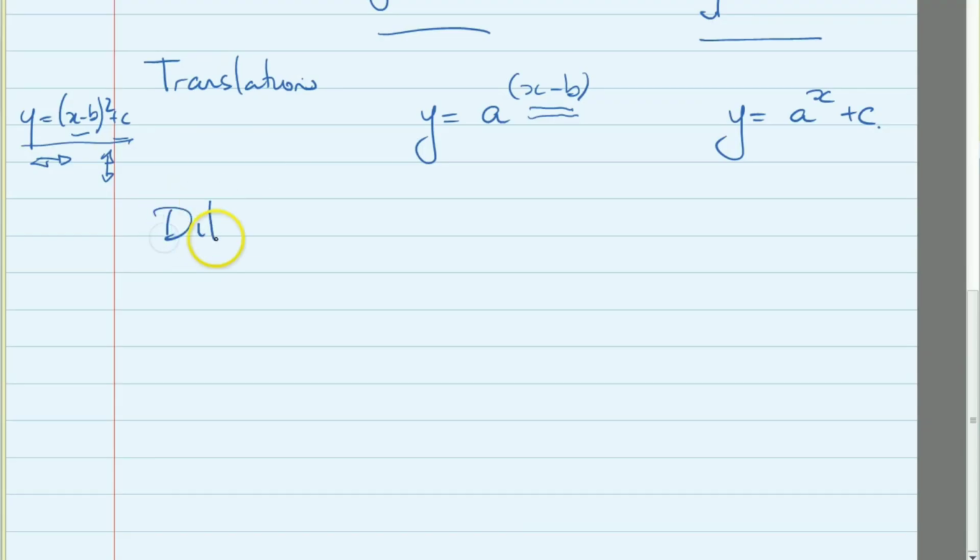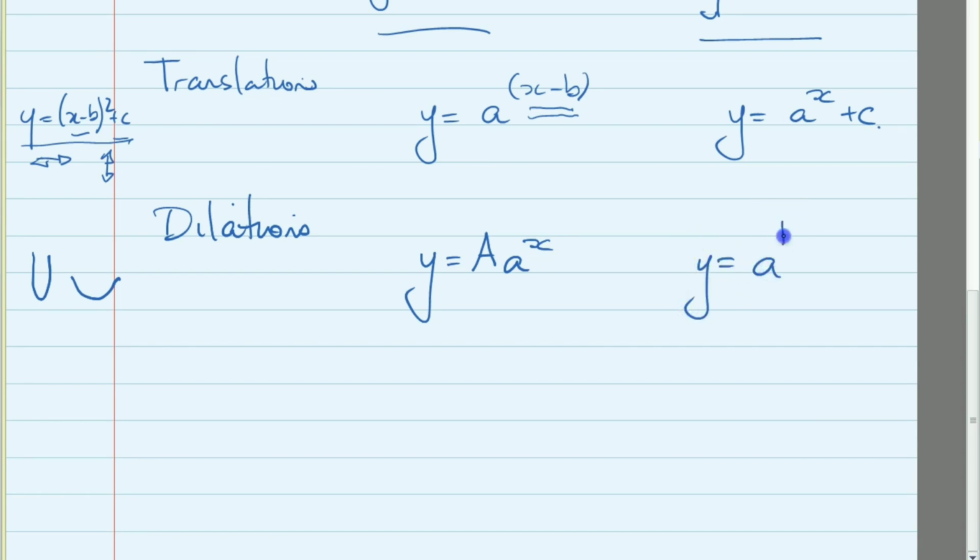And lastly, we'd like to look at dilations. And if you remember from quadratics, that's where it made the graph either very narrow or very wide. Similar thing here. There's 2 types of dilations that we want to look at. We're going to have y equals some constant multiplied by a to the power of x. And we also need to look at y equals a to the kx, and that's a new value here, this k, where we multiply the x or the power of the x up here. So let's have a look at these now.